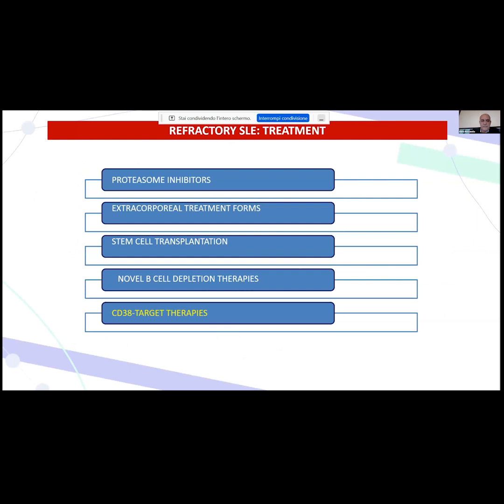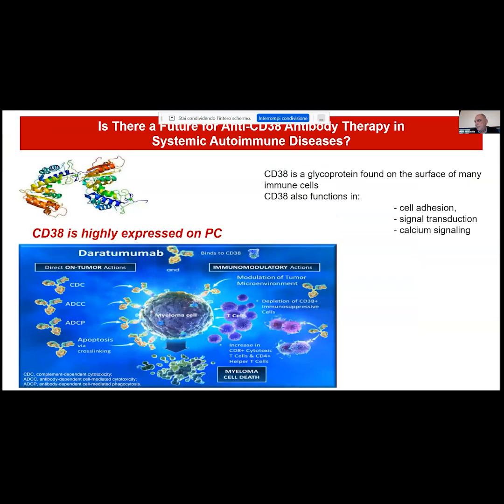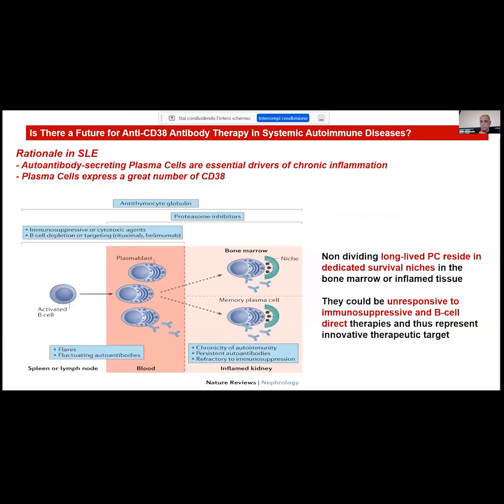What about the CD38 targeted therapies? CD38 is highly expressed on plasma cells, but also other immune cells, important for several functions. And daratumumab, a monoclonal antibody directed at CD38, has been shown to cause depletion of plasma cells that are highly expressing this receptor. And these cells are long-lived cells residing in dedicated survival niches, unresponsive to immunosuppressive and B-cell directed therapy.